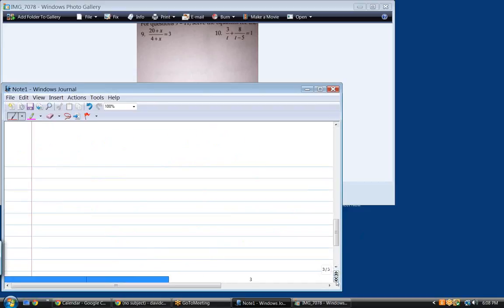And for the second one, you have 3 over t plus 8 over t minus 5 equals 1. Now, I could add these two things together, just like I would add fractions. I'd have to find a common denominator, and I could work just on the left side of the equation. But there's a better way to do this problem, and that is to multiply both sides of the equation by what my common denominator would have been.